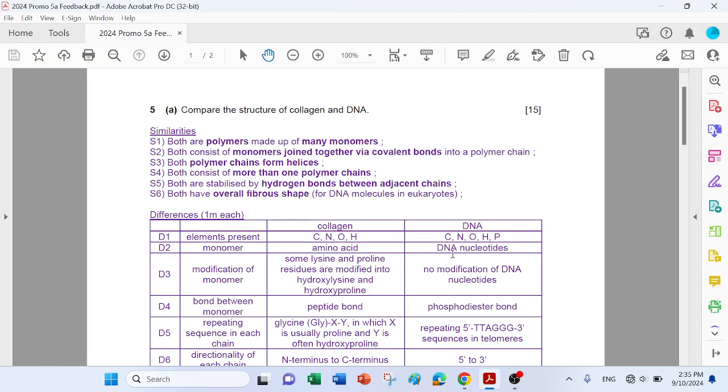Okay, let's look at the answer. I hope after going through the structures of both collagen and DNA, the answers will be more understandable. Okay, it's a compare question, so you should be talking about both similarities and differences. Some of you, the similarities are not clearly shown. I need to find the similarities among the differences for you. So you downright forgot or did not even think about putting down similarities.